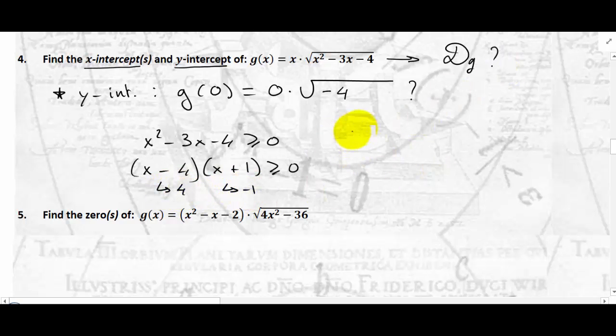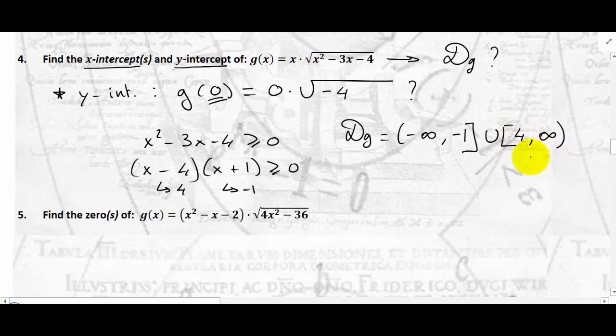And so my domain, the domain of g, is anything, it's a parabola and it's concave up, outside the roots. Anything below negative 1 included, or anything above 4 included. That's it. This is my domain. 0 is not in the domain of g. 0 is not in the domain of g. So you're not going to have a y-intercept.